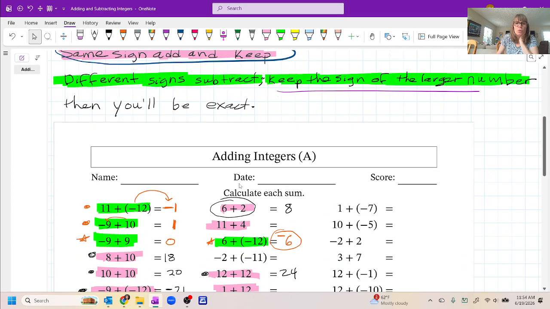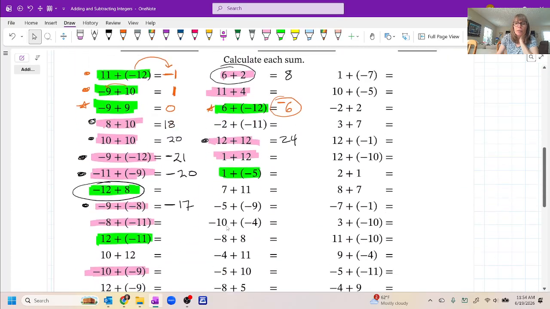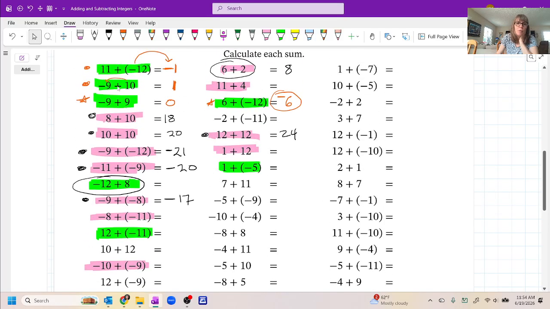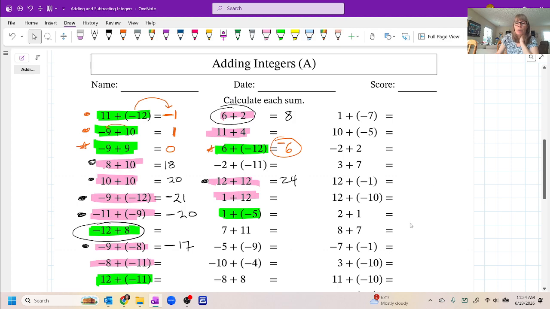So I would encourage you to practice a little bit each day. Don't practice the whole worksheet in one sitting, but do about 10 problems every day to really help cement this material. The next video I'll be doing subtracting integers.